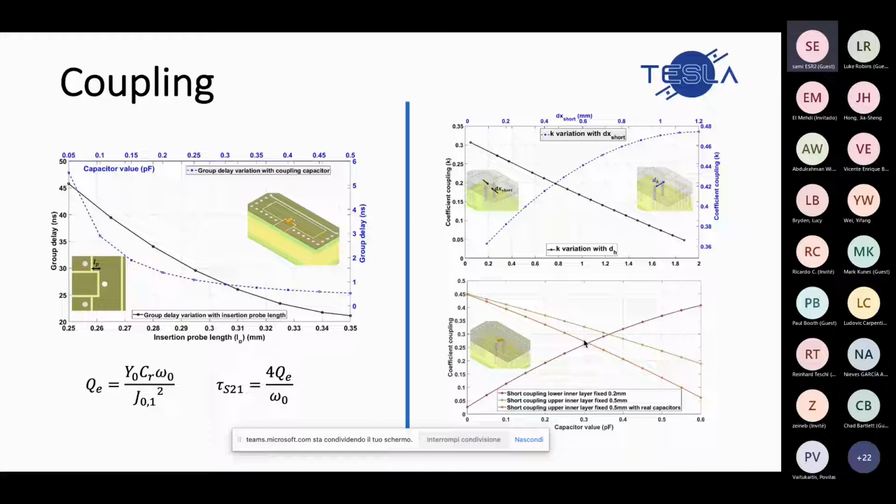So by increasing the SMD capacitor, we subtract value from the total equivalent coupling, and then the coupling coefficient decreases. But when the short circuit is in the lower inner layer, the electromagnetic contribution is weaker. So the capacitive coupling dominates, and in this case, when we increase the capacitors, we directly increase the coupling coefficient.